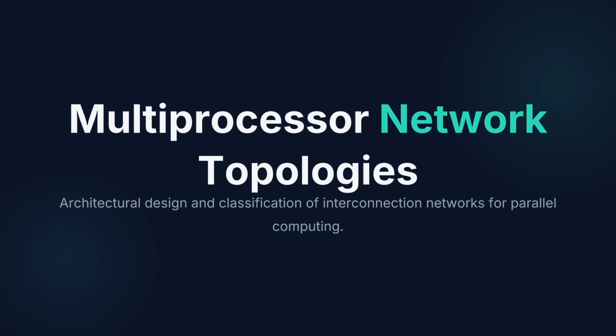Hello everyone. Today we are going to dive into the architecture of supercomputers and parallel processors. We are talking about multiprocessor network topologies. Think of it not as one giant brain, but as thousands of smaller brains working together. But here's the catch: how do they talk to each other? If they can't communicate efficiently, they can't solve problems quickly, right? So today we will explore the blueprints, the topologies, which are used to wire these brains together.